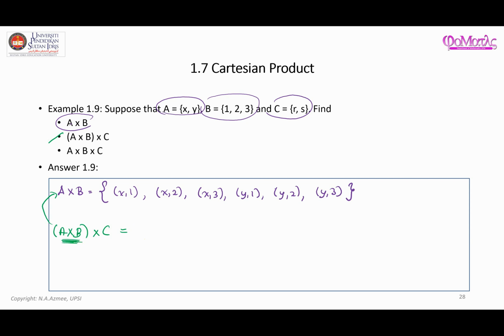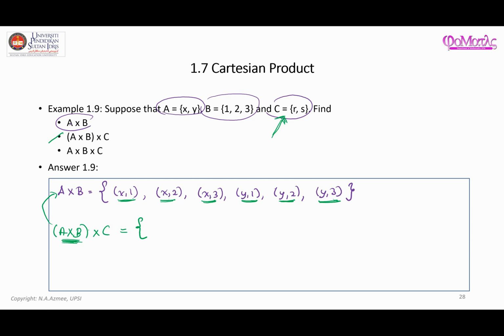So in this case, we are going to consider all of this as the elements in that particular set. These elements are going to be combined with the elements in set C over here. So how is the answer going to look? All right, it's going to look like this.